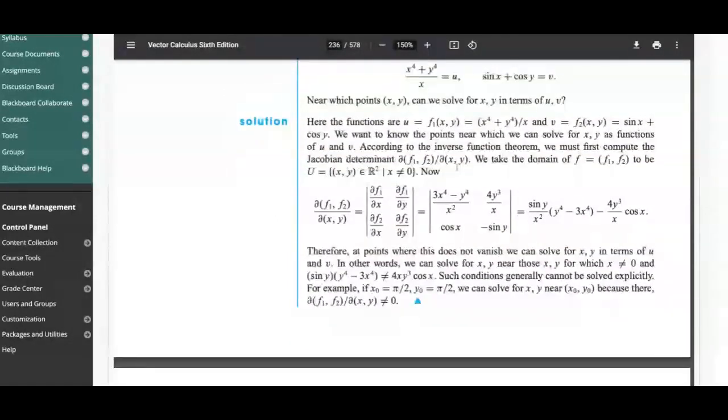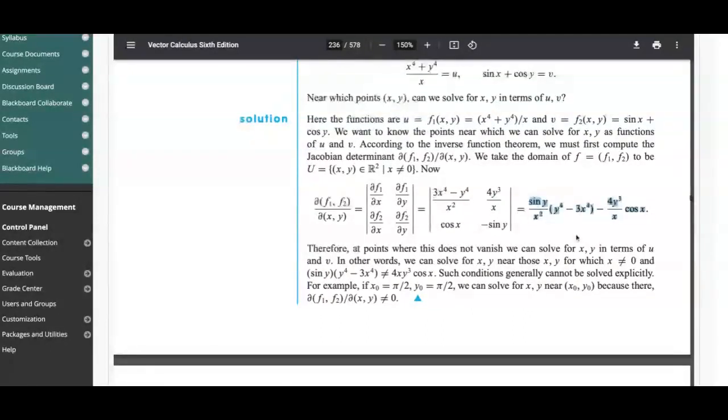Which is a 2 by 2 matrix in this case, because we have partial f1 partial x, partial f1 partial y, partial f2 partial x, partial f2 partial y. We call this the Jacobian of f, and use capital J of f to represent it. So we calculate, and we get a function in terms of x and y.